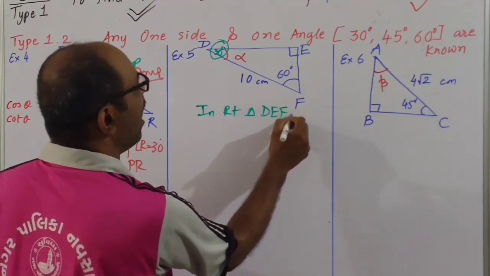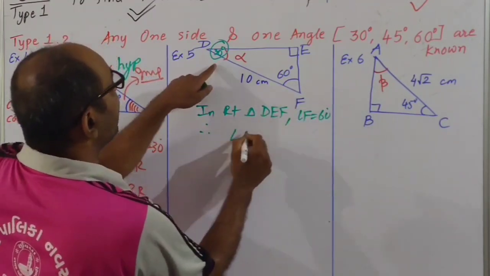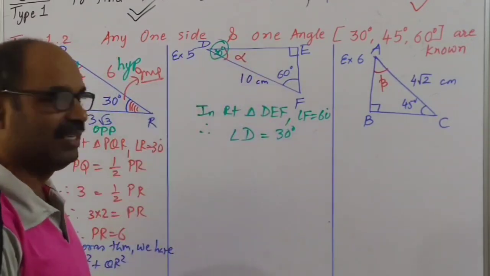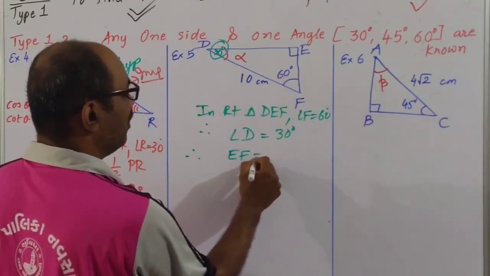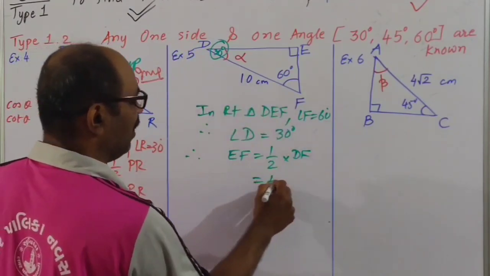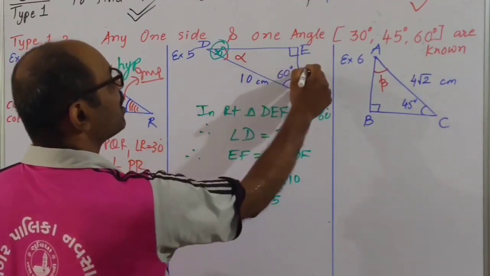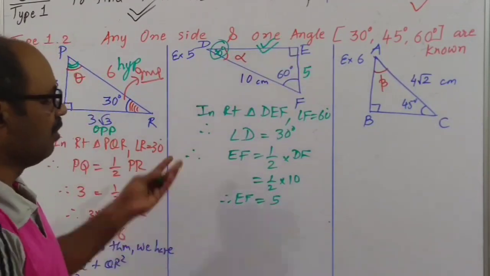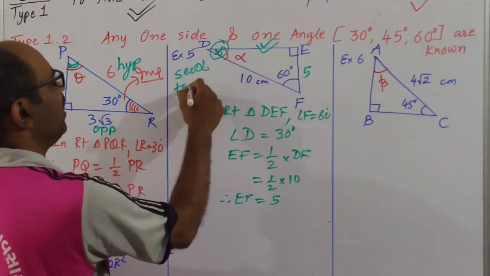In right triangle DEF, angle F is equal to 60. Therefore, angle D is equal to 30 degrees. It is alpha as well, but I am writing angle D is equal to 30 degrees. Therefore, the side opposite to that, EF, is half the hypotenuse DF. This time DF is available, half of 10, and that is 5. So EF is 5. Using Pythagoras, you find out DF, and then whatever sec alpha and tan alpha.